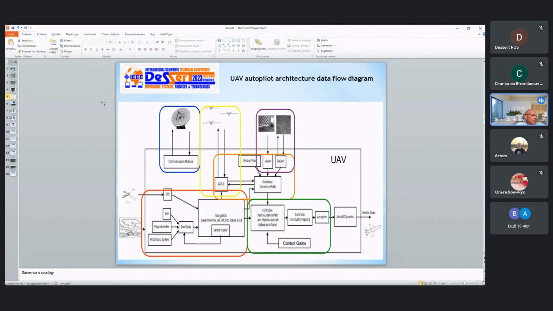I would like to draw your attention to the elements highlighted in yellow. This is a modern technology for information exchange between aircraft, which allows you to inform about the location of the UAV.